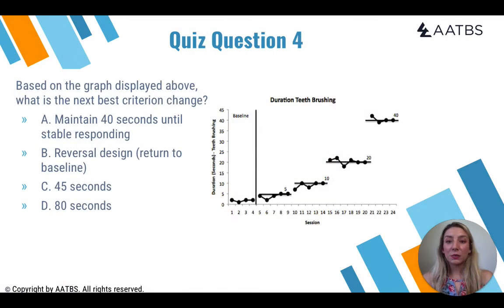All right, question 4. Based on the graph displayed above, what is the best criterion for change? Our answer choices are A, maintain 40 seconds until stable responding. B, do a reversal design or return to baseline. C, 45 seconds, or D, 80 seconds.